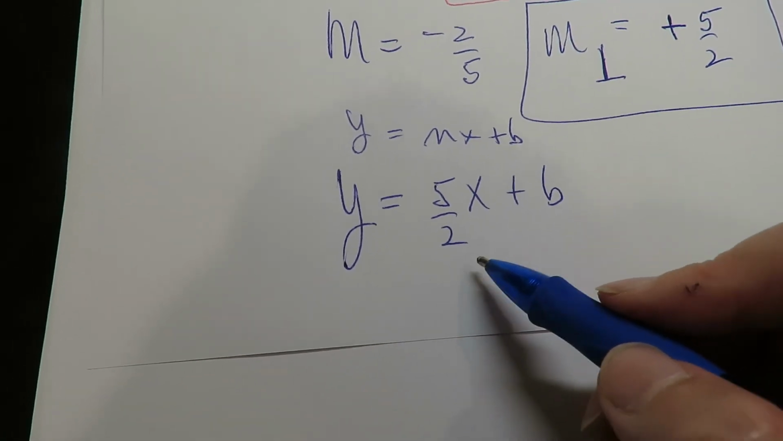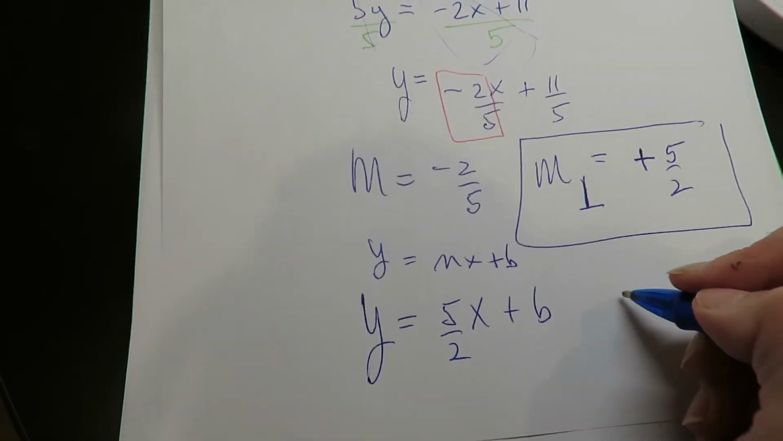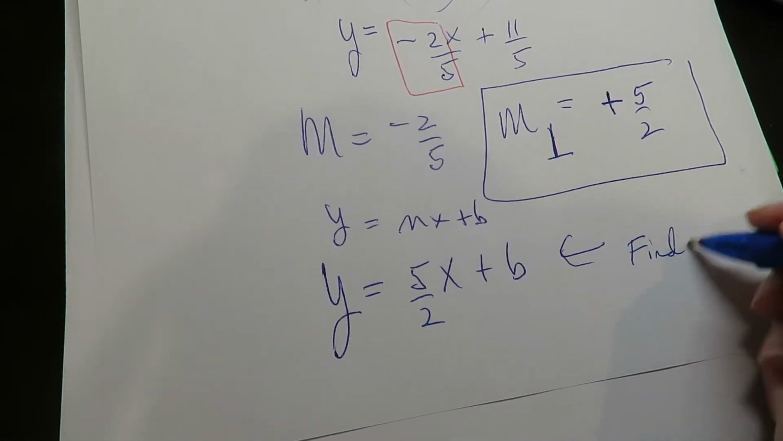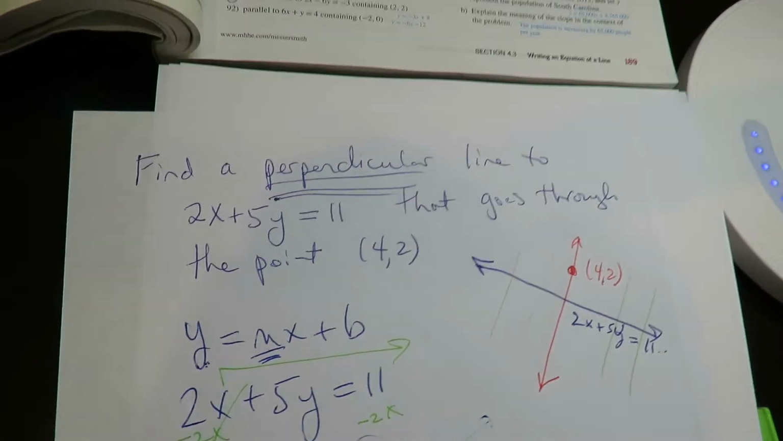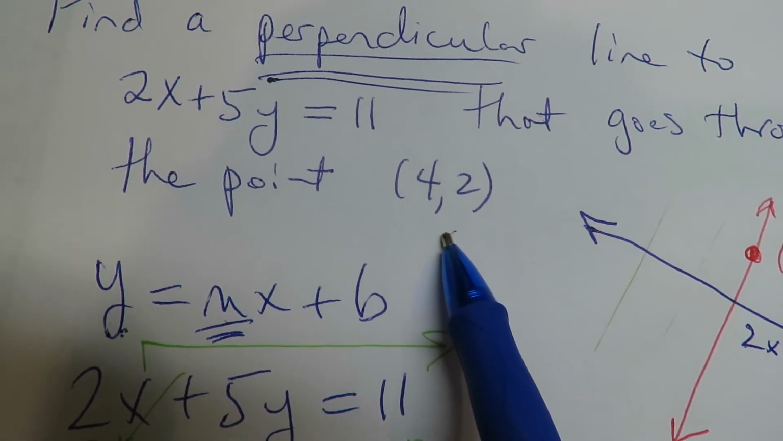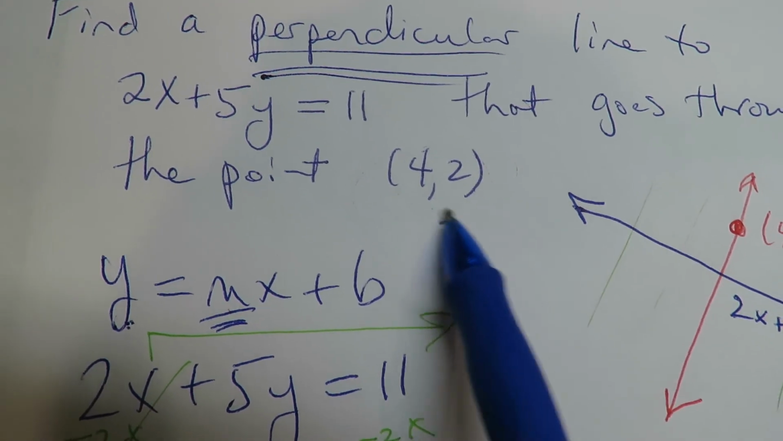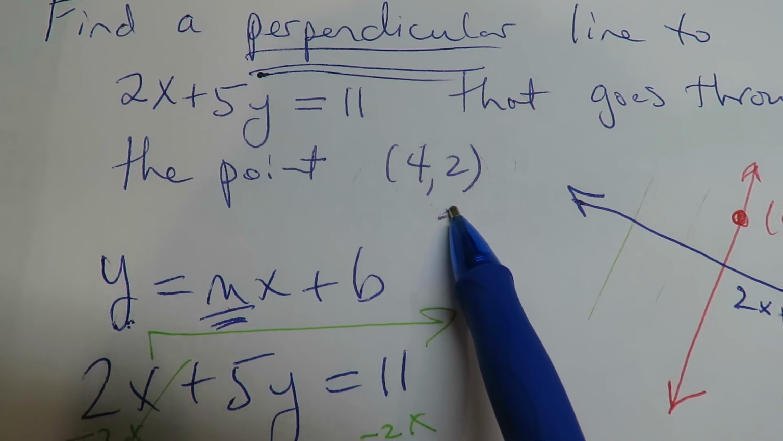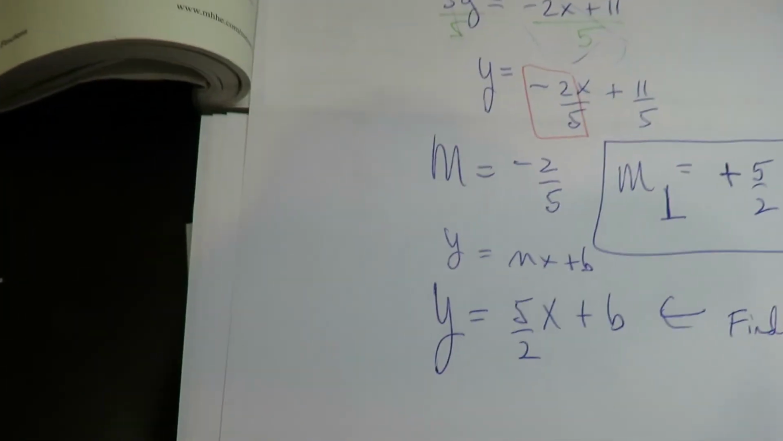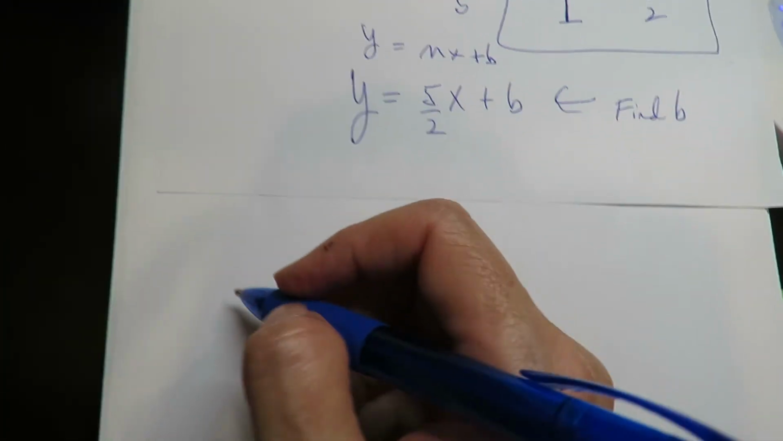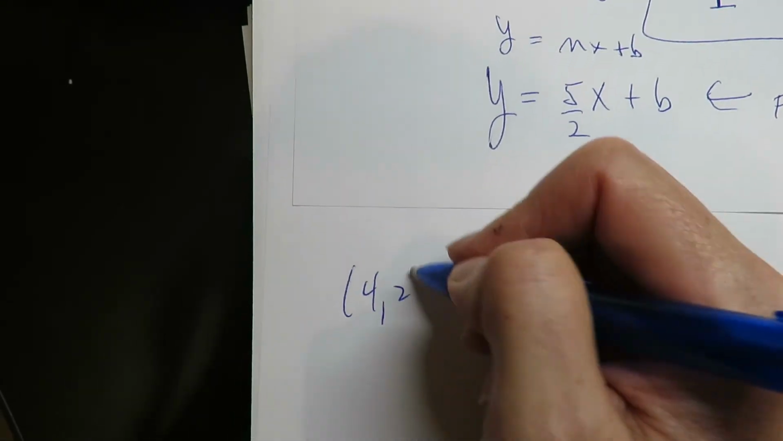We just found the m. We're now just short on the b. So now we're almost there. We have to find the b, and that is why they gave you that additional point, because this additional point is what's going to allow you to find b. Let me move the point down so you can all see it. It's the point (4, 2).